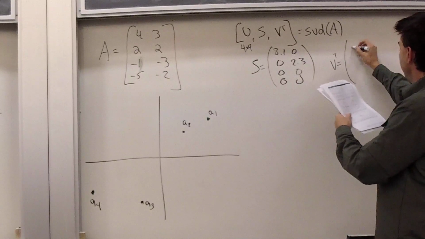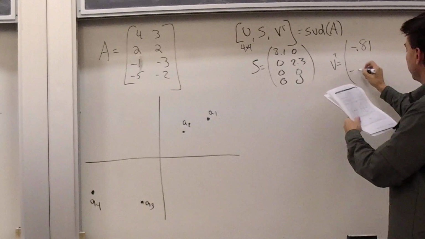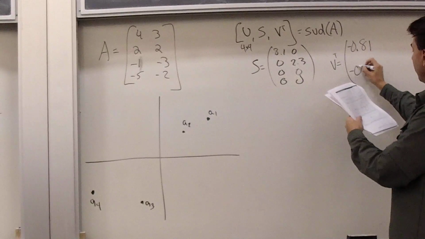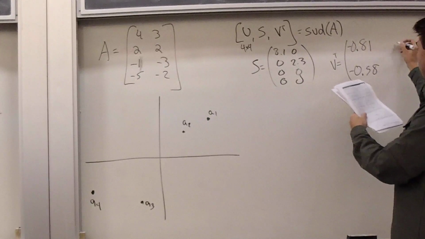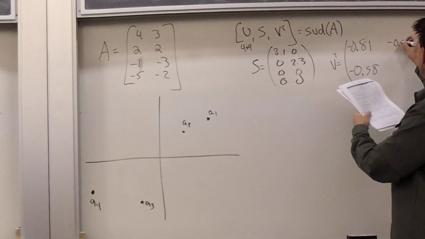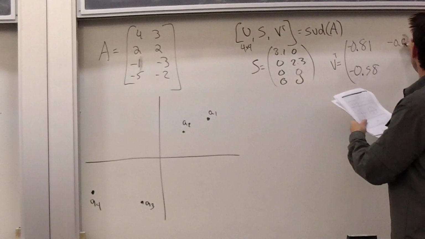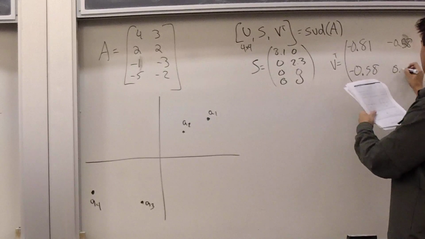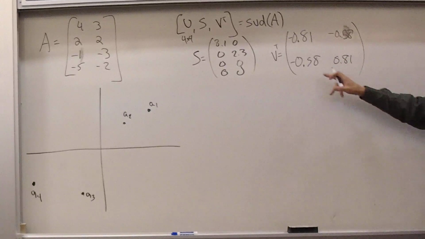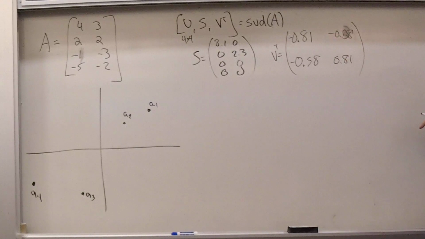It's going to be minus 0.81, minus, right up to 0, minus 0.58. This is going to be minus 0.58. And this is going to be 0.81. Turns out V transpose is equal to V here, because transpose only swaps these two. It doesn't change stuff on the diagonal.